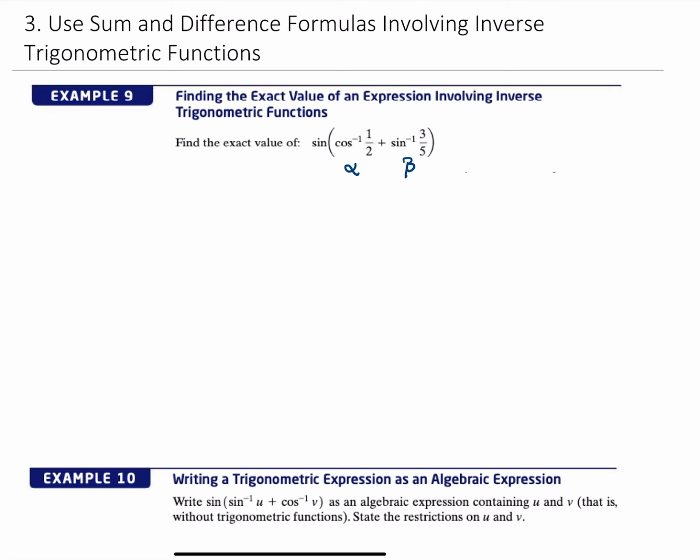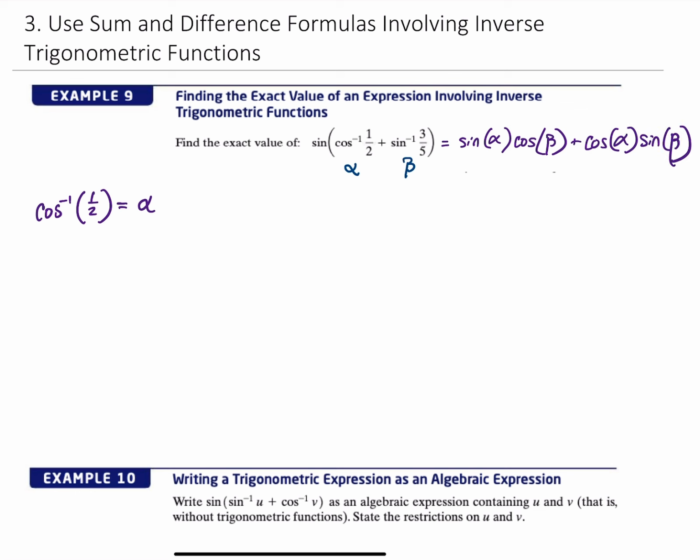We can say the inverse cosine of 1/2 is equal to some angle alpha, because we want to expand this into, since it's the sine, it'll be sine of alpha cosine beta plus cosine alpha sine beta.